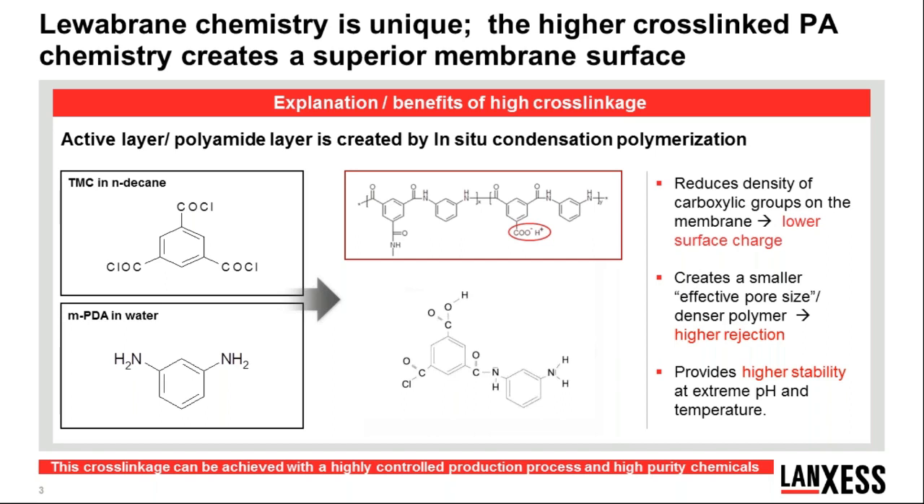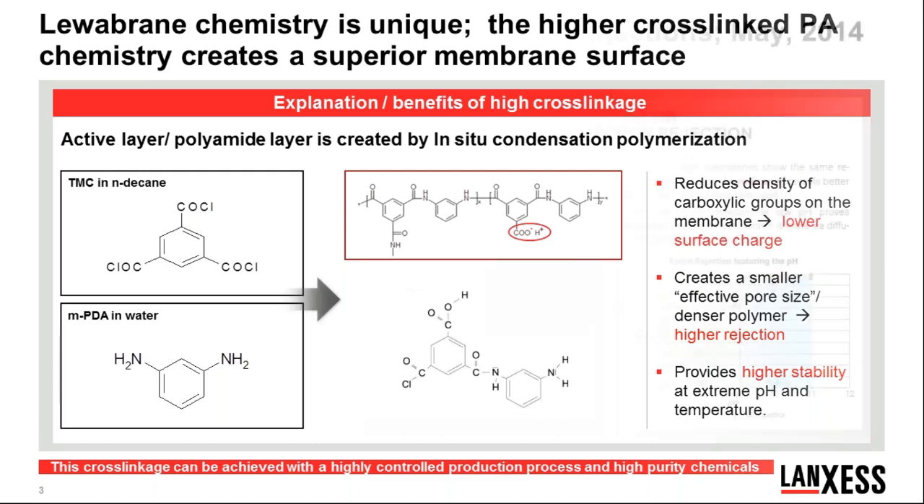And it provides high rejection, and the high cross-linkage also provides higher stability, particularly at extreme pH and temperature. All that said, this chemistry is the same chemistry that is practiced by all the major RO suppliers, and the differentiation between the product lines is related to things such as spacer geometry and charge on the surface. So let's take a look at the next slide.